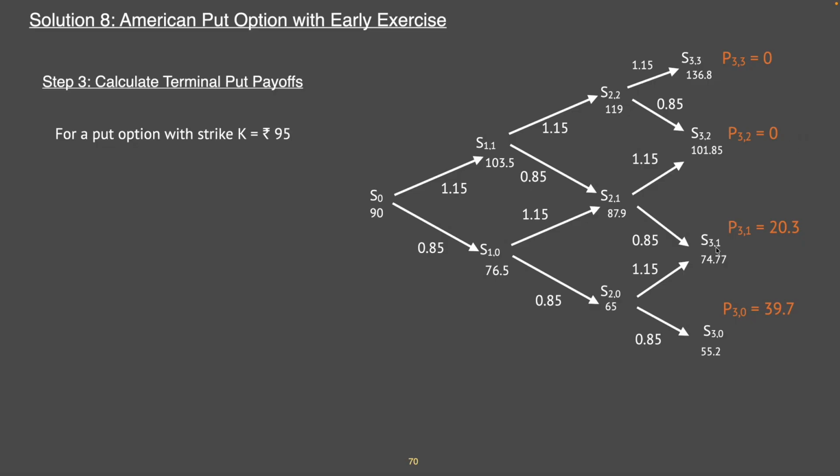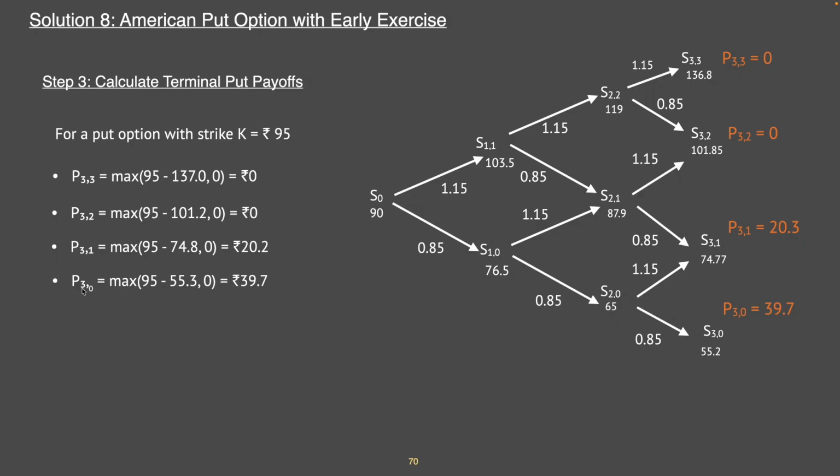But here at S31, the value of the stock price is 74.77, which is less than the strike price of 95. So, max of 95 minus 74.77 comma 0 is 20.3. So, if the stock price comes down to 74.77, the option price will be 20 rupees 30 paise. That is what has been shown here.